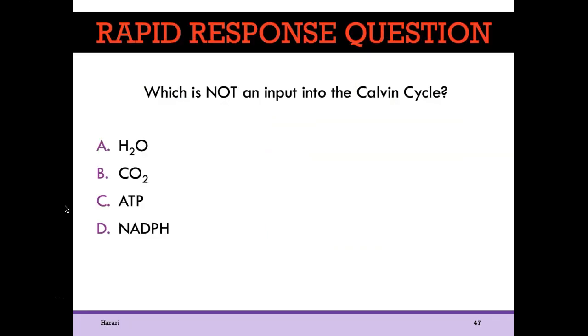So, which is not an input into the Calvin cycle? We know water is not needed in the Calvin cycle at all, whereas CO2, ATP, and NADPH all are required for the Calvin cycle, also known as the carbon reactions.